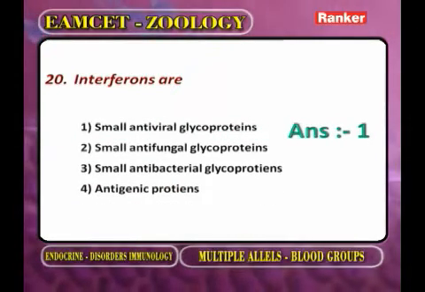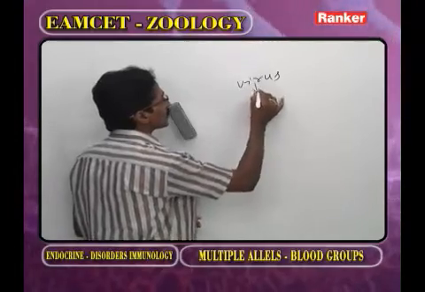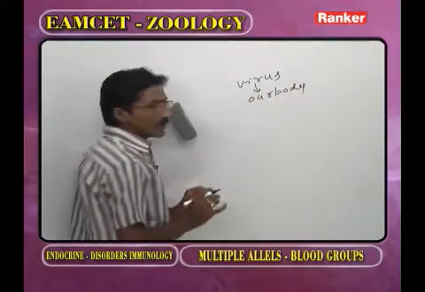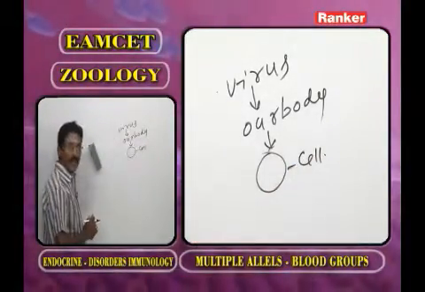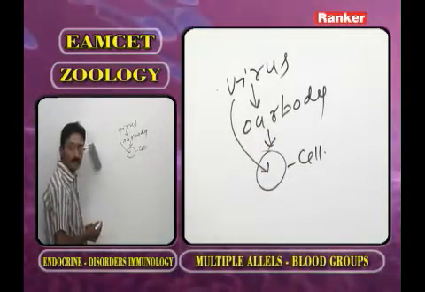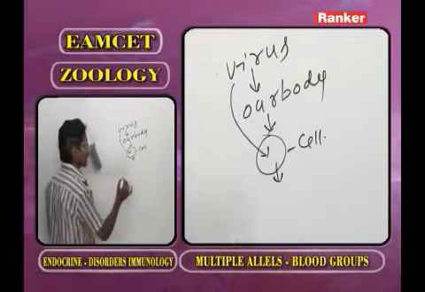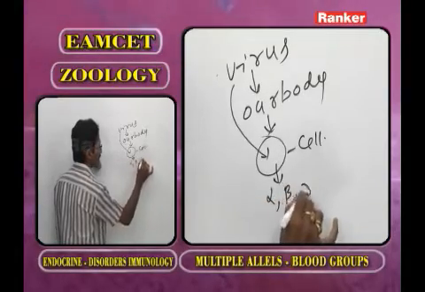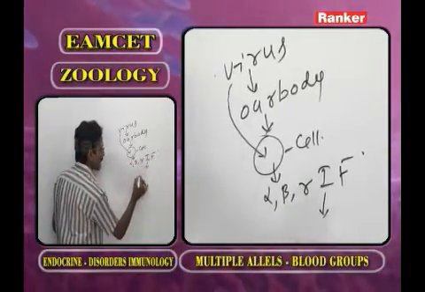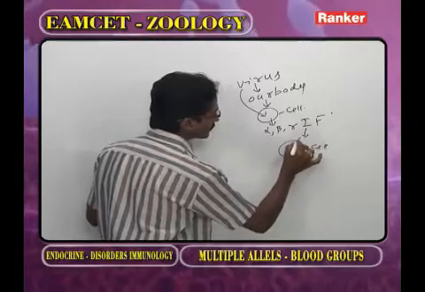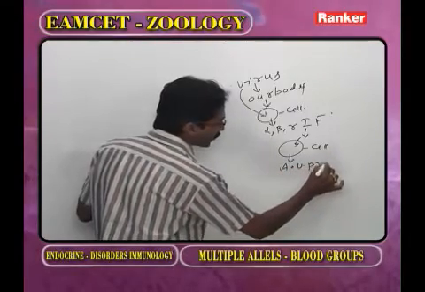Interferons. Now a virus enters into our body. We know very well our body is made of cells. Now this is one cell. Now this is a virus. The virus enters into the cell. Now because of the influence of the virus, the infected cell secretes alpha, beta, gamma interferons. IF means interferons. Now these interferons enter into another cell. Now this cell secretes antiviral proteins.